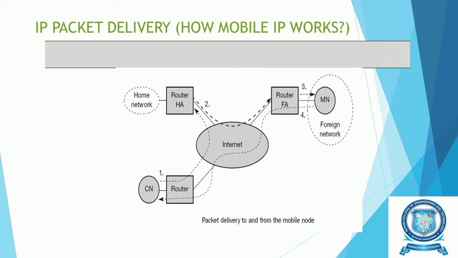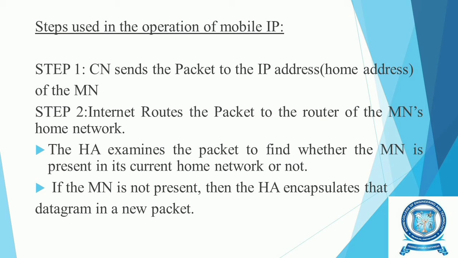Now let us see about the IP packet delivery, that is, how mobile IP works. It is a diagram which represents how mobile IP works. When a correspondent node needs to send data to the mobile node, it sends via the home agent. These are the steps used in the operation of mobile IP. Consider step 1. Here the correspondent node sends the packet to the IP address, that is the home address of the mobile node. Then step 2, the internet routes the packet to the router of the mobile node's home network.